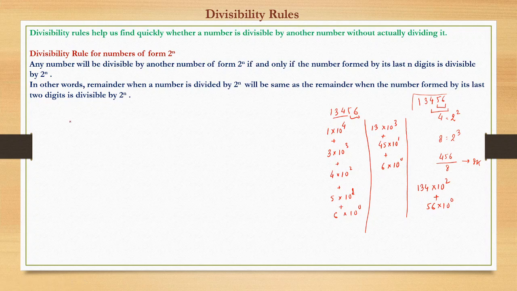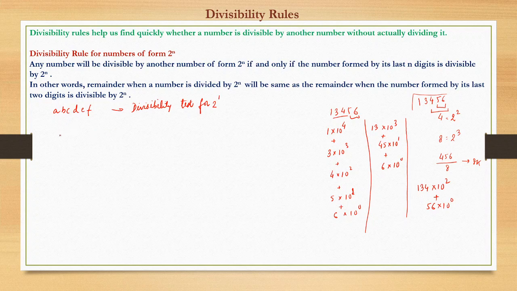Now the rule says that any number will be divisible by another number of the form 2 raised to power n if and only if the number formed by its last n digits is divisible by 2 raised to power n. So why is it so? Now I will take a generic example. Say the number is a, b, c, d, e, f. Let us say I discuss the divisibility test for 2 raised to power 1.